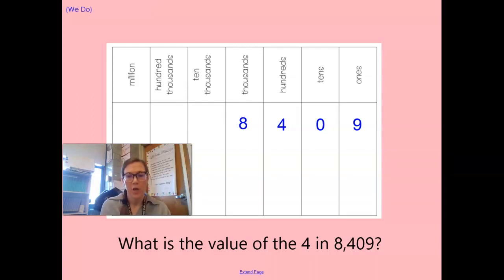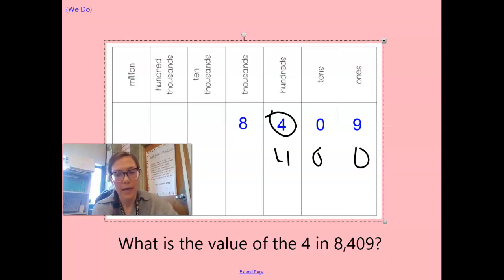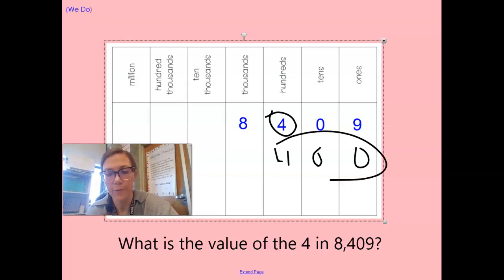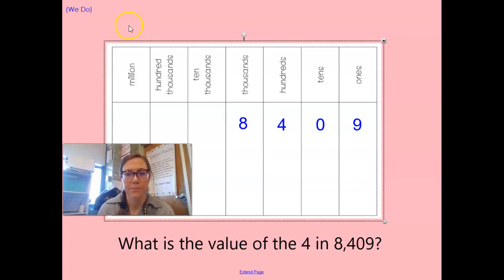Okay, let's see. So I find the 4. It's not in my ones. It's not in my tens. It's in my hundreds. And now that I found the 4, I think about it. In the hundred spot, there are 2 zeros behind it. Did you get it right? The value of 4 in 8,409 is 400. Okay, let's try another one.